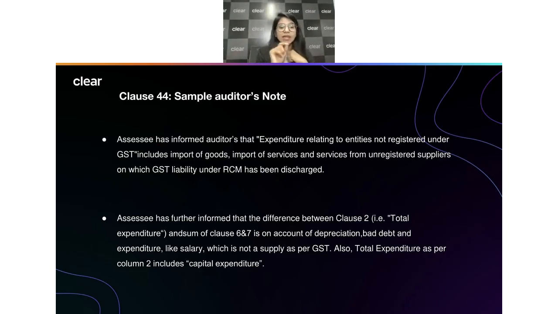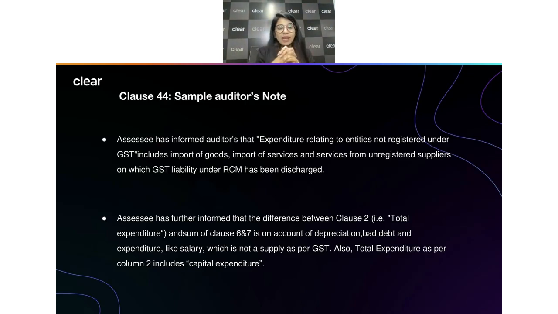You may always say in the auditor's note that you have not included this or have not considered this, so that even tomorrow, if the government says they could see a different figure coming over there, but whatever you have shown is a little different, you should be able to show that by the notes itself.